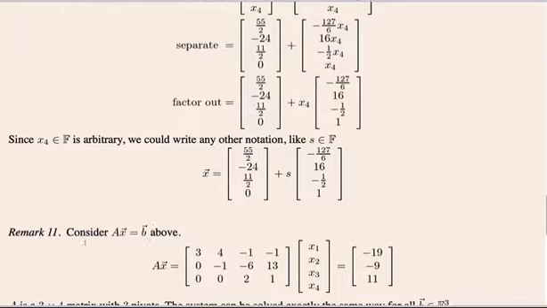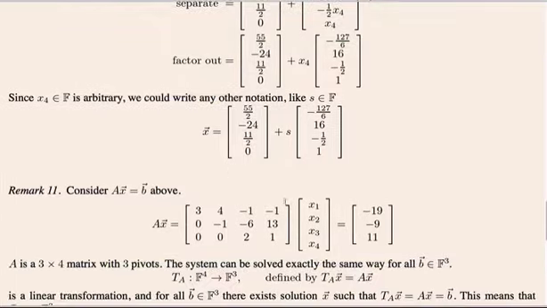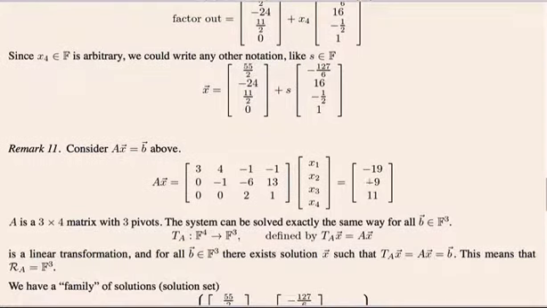So notice that here we have the Ax equals b equation above. So this had this form in a matrix vector form. A is a 3x4 matrix with 3 pivots. And then the system can be solved exactly the same way if you write any other b vector, any other b in F3 here. There is nothing special about this b vector. So any other b vector would work the same to get a solution.